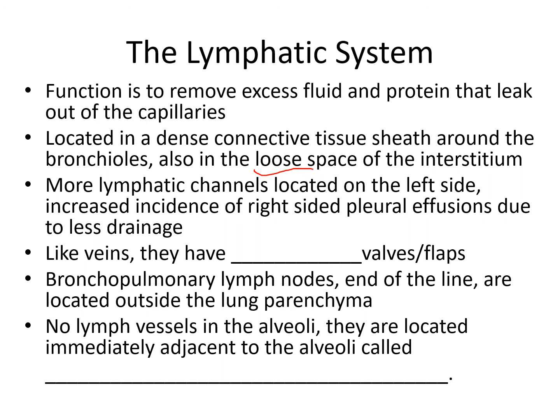You have more lymphatic vessels, lymphatic tissue, located on your left side than your right side, which means you're more prone to right-sided pleural effusions because it can't absorb as much fluid. So there's less drainage on your right side. So like veins, they have one-way valves or flaps, just like anything else with veins. The lymph nodes at the end of the line are located outside the lung parenchyma.